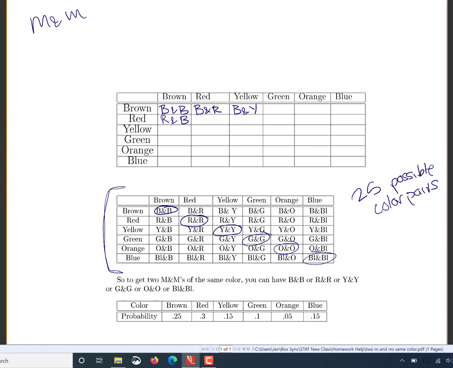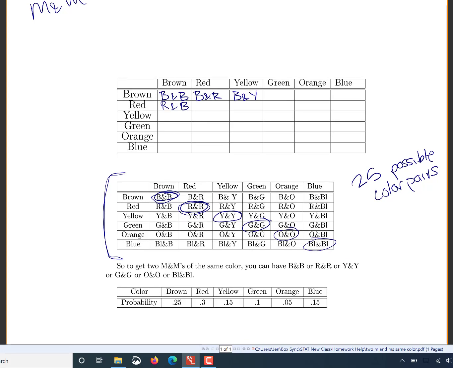Now I'm saying or here because doing blue and blue would satisfy my having two colors. Or I could do red and red, and that would also satisfy what I want. Or I could do yellow and yellow, and that would be the same pair. So when I'm going through, I'm saying, well, this has to be brown and brown, or I could get red and red. I'm being very particular about what words I use here. So to get two M&Ms of the same color, I can have brown and brown, or I can get red and red, or yellow and yellow, or green and green, or orange and orange, or blue and blue.